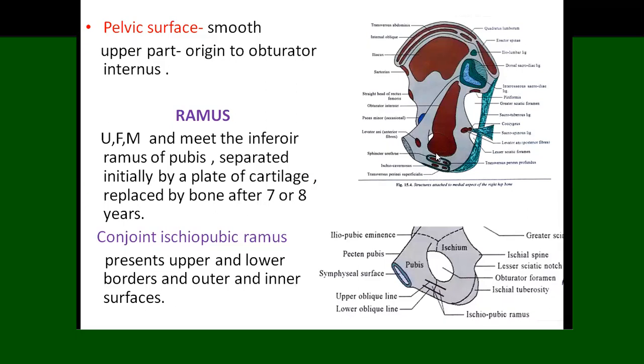Now coming to this area, this is called the ramus. Let me stop sharing the PowerPoint and share the bone. If you look at this bone, I told you this is the ischium part and this is the pubis part. So this is the ischiopubic ramus. That means this is the ramus of ischium, this is the ramus of pubis.